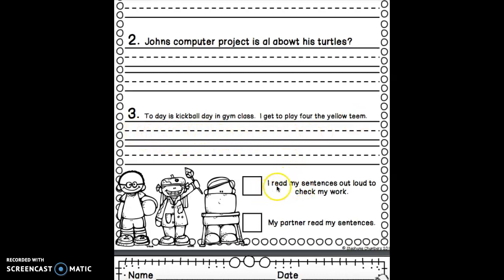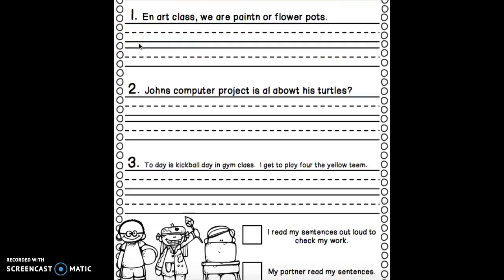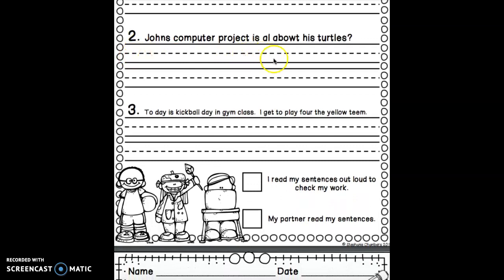Once you have done it, you're going to do this. I read my sentences out loud to check my work. So then you're going to come back up here and you're going to reread what you wrote on the lines to check and make sure you rewrote it correctly. Same thing, come down to number 2 and reread it. Did I forget my end mark?